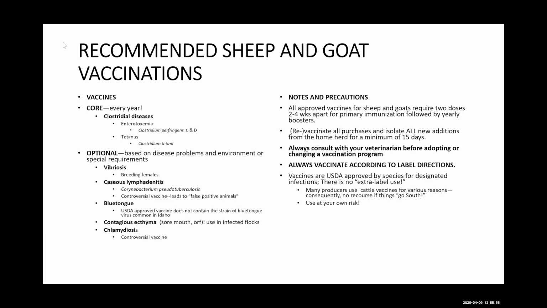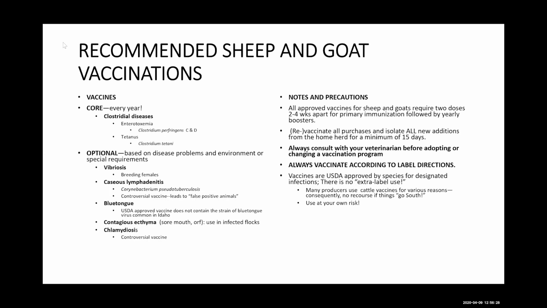At this juncture, all the approved vaccines that we have for sheep and goats require two doses for primary immunization, 2 to 4 weeks apart, and yearly boosters. My recommendation is that any purchase you make or new introductions, isolate these animals for a minimum of 2 weeks and revaccinate according to your protocol. And then consult with your veterinarian for protocol changes and programs.